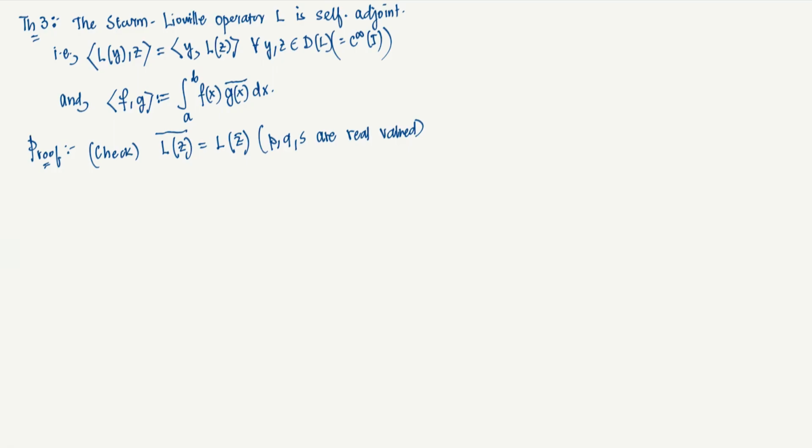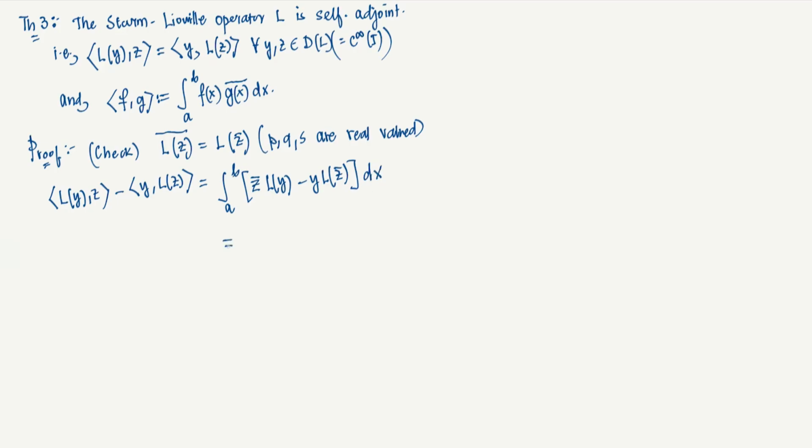Now, if that is true, let's understand what happens. See, the inner product of Ly with Z, again this is very, very simple, minus the inner product of y with Lz. What is this going to be? This is nothing but the integral from a to b of z bar L of y minus y L of z bar with respect to dx. Is it okay?